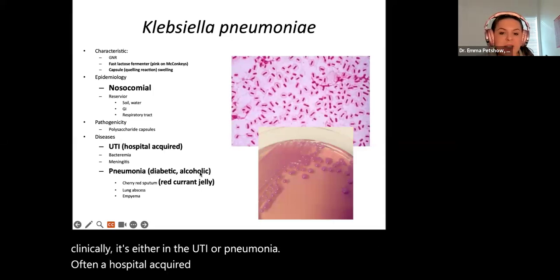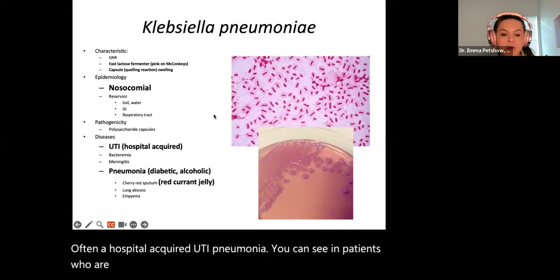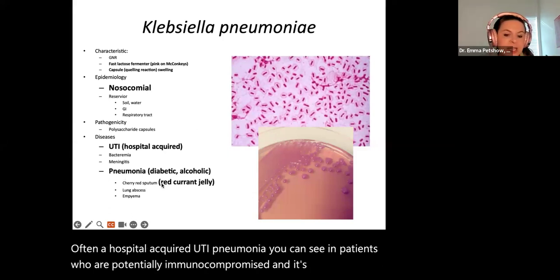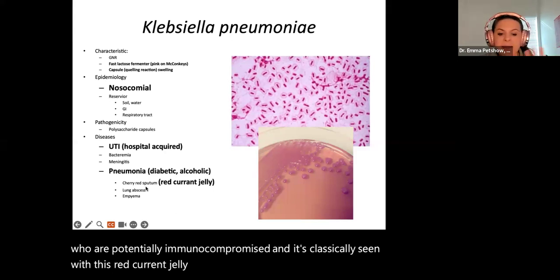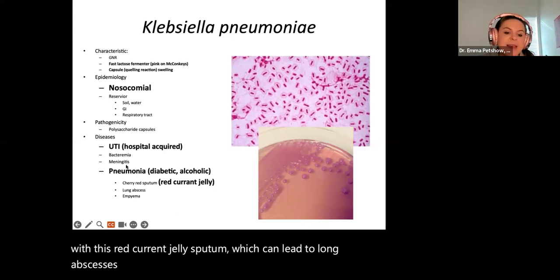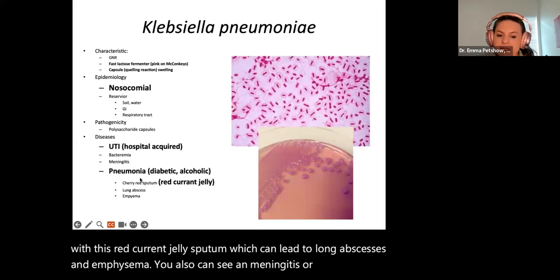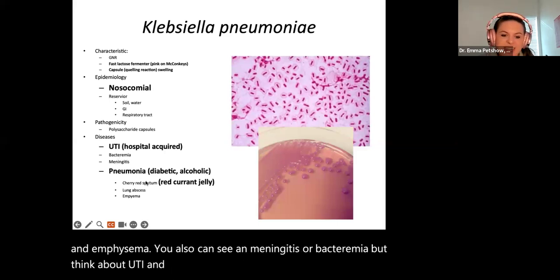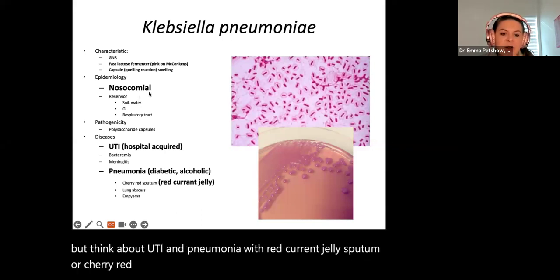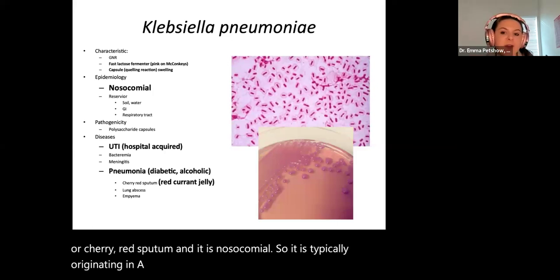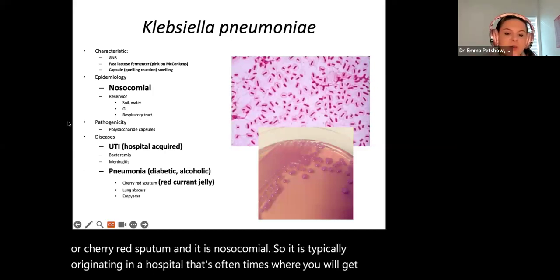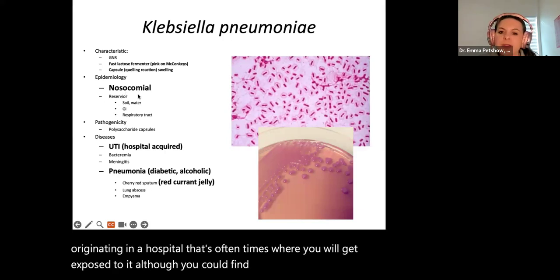Pneumonia, you can see it in patients who are potentially immunocompromised, and it's classically seen with this red currant jelly sputum, which can lead to lung abscesses and empyema. You also could see it in meningitis or bacteremia, but think about UTI and pneumonia with red currant jelly sputum or cherry red sputum. And it is nosocomial, so it is typically originating in a hospital. That's oftentimes where you will get exposed to it, although you could find it in the world around.